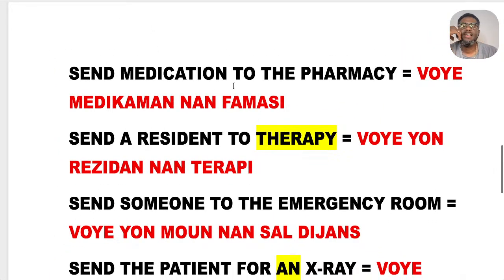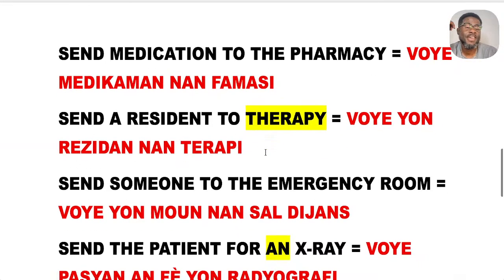We have send medication to the pharmacy. Okay, so map di l normal ou menm ou gen dwa repete. Send medication to the pharmacy. Pharmacy. Send medication to the pharmacy. Voye medikaman nan pharmacy. Send a resident to therapy. So yo di fè, yo fè son TH lan, fè, therapy. Voye yon rezidan nan terapi. So therapy, c'est profession, et puis therapist, c'est moun qui fait là.